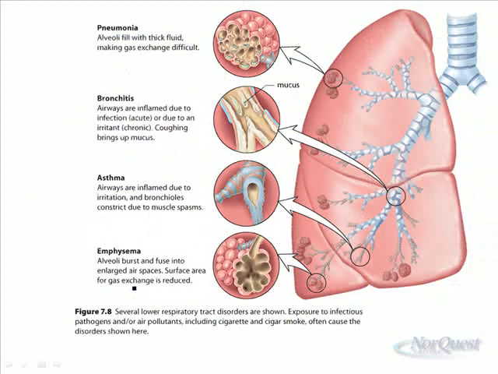Here are some pictures of where some infections happen. Pneumonia is when the alveoli fill with a thick fluid, making gas exchange difficult. Again, it can be caused by bacteria or virus. Viral usually clears itself up. Bacterial, you'll treat with antibiotics, and that should get rid of it. Bronchitis is inflammation due to infection, or it can be because of an irritant. Smoking is a cause of bronchitis.